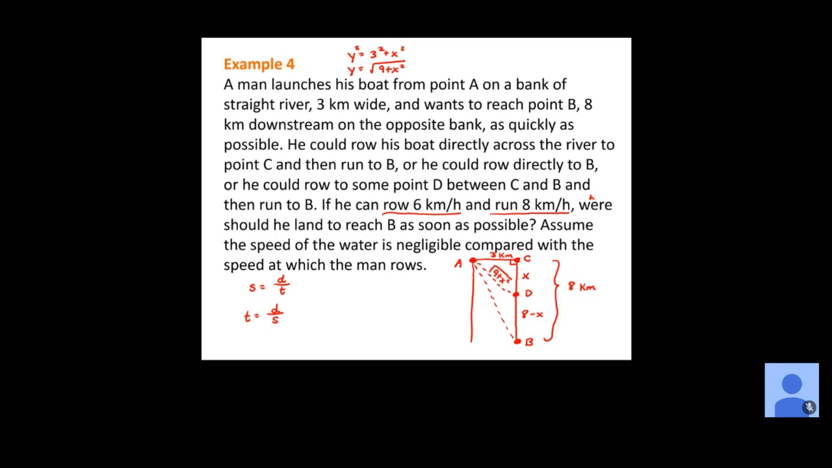And again, the X itself takes into account he could land at D anywhere he wants on the opposite bank. Right? We make X 0, he lands at C. We make X 8, he lands at B. We make it anything else, he's going to land somewhere in between. Okay. So now let's see if we can actually figure out his time in terms of X. So how would you figure out his total time now?